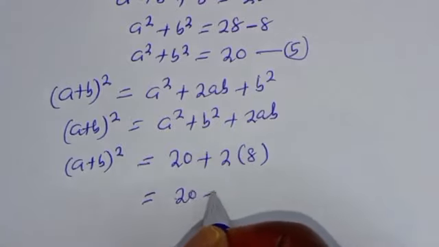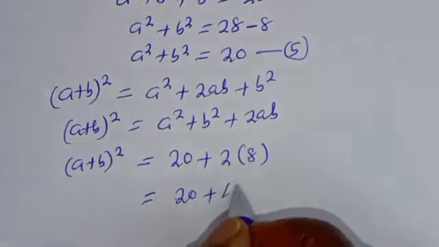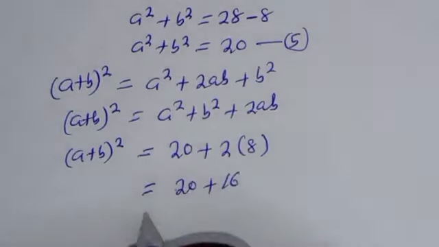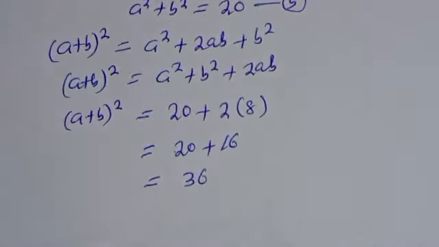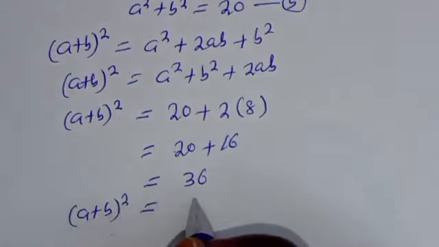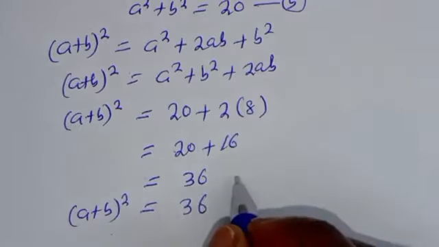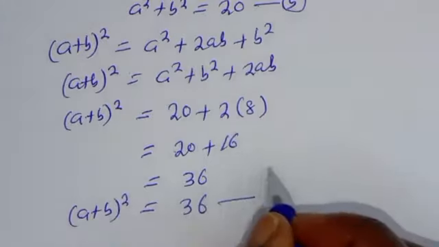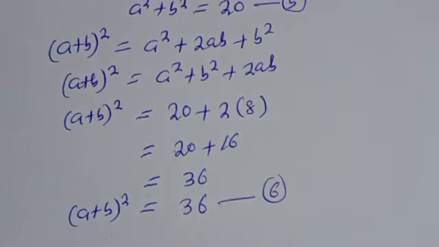This is equal to 20 plus 8 times 2, that is 16. Then this is equal to 36. Therefore, (a plus b) all squared is equal to 36. Let's call this equation 6.